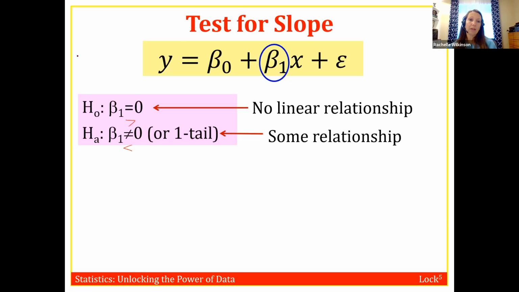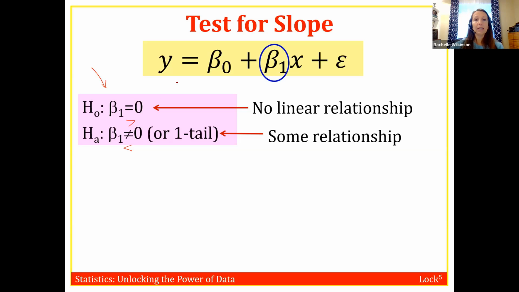A couple of notes about the hypotheses. First of all, and you might want to write these down and put a star by them, the hypotheses are always about the parameters, and the parameter for slope is beta 1. It's not the b1, and that can be super confusing because beta and b all sound really close to the same thing. So make sure you're using Greek letters in your hypotheses. It's always about the parameter, not the statistic.